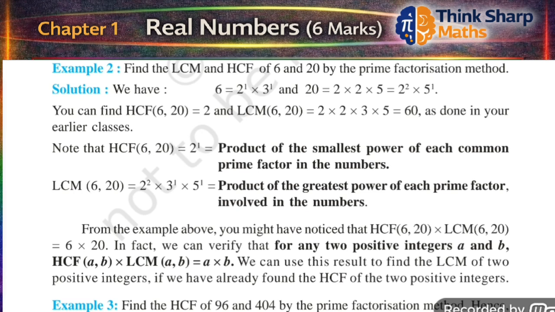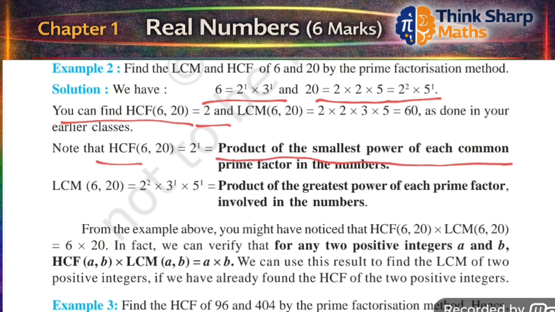So 6 can be written as 2 into 3, correct? 6 is 2 power 1 into 3 power 1, and 20 can be written as 2 into 2 into 5, where 2 power 2 into 5 power 1. So you can find the HCF of 6 and 20 as 2, because what you have to see here is very important. For HCF, we take the product of the smallest power of each common prime factor in the numbers. Smallest power: 2 is there, 2 is also here, but the minimum power is 2 power 1.